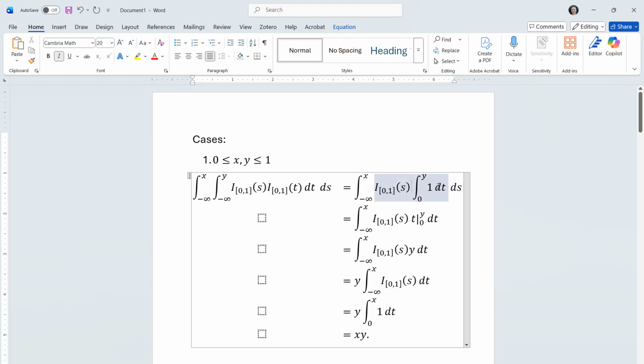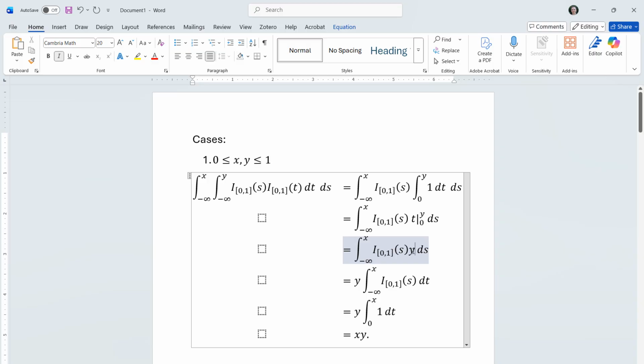And so now for this inner integral, we simply need to integrate 1 from 0 up to y with respect to t. And so when we do that, the antiderivative is t, evaluated from 0 up to y, which of course simplifies to y. And so the inner integral simplifies the entire expression to this right here. And because the inner integral is with respect to s, actually, I'm using bad notation here, so I'll correct that on the fly.